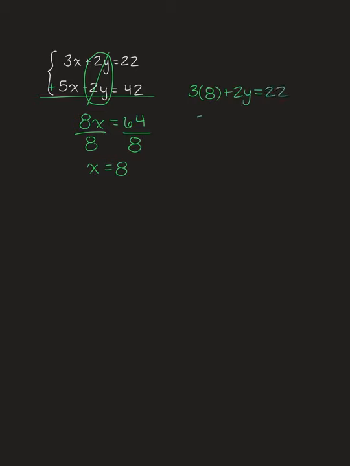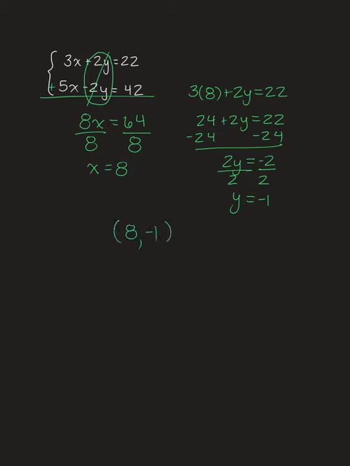So 3 times 8, that is 24, plus 2y is equal to 22. Subtract 24. You get 2y is equal to negative 2. Divide by 2. And y equals negative 1. So your coordinate point, your solution, is (8, -1).